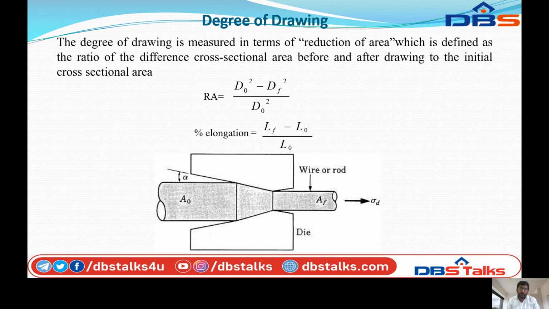So we can see the figure. So the A naught is passing through the two dies with some force. The angle is alpha, when applying the force sigma d, when passing through the two dies, the wire will be reduced in cross section. So this is the wire or rod. The final product is the AF. The force is the sigma d.